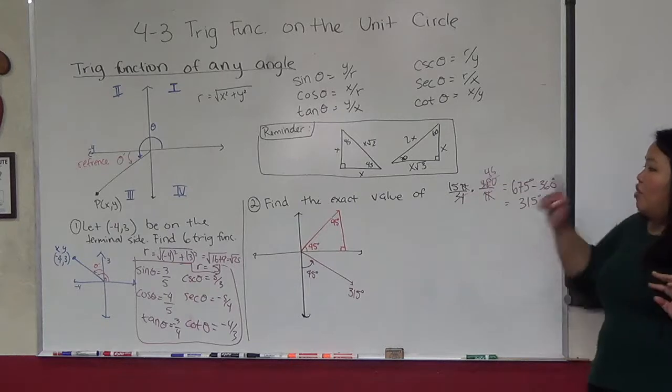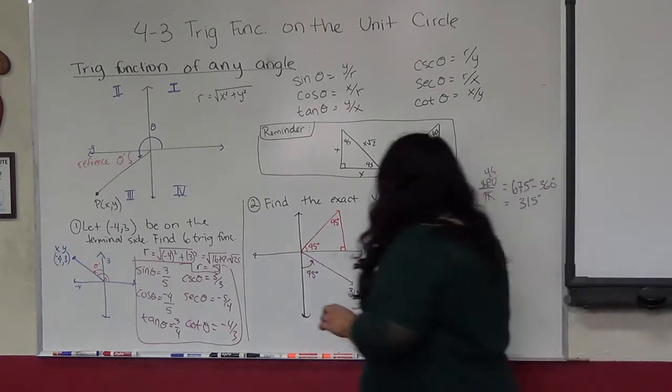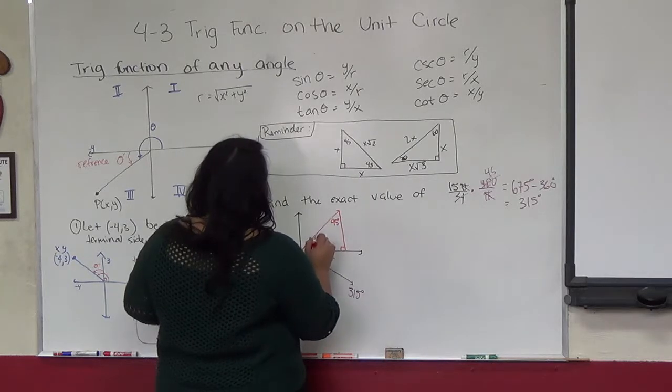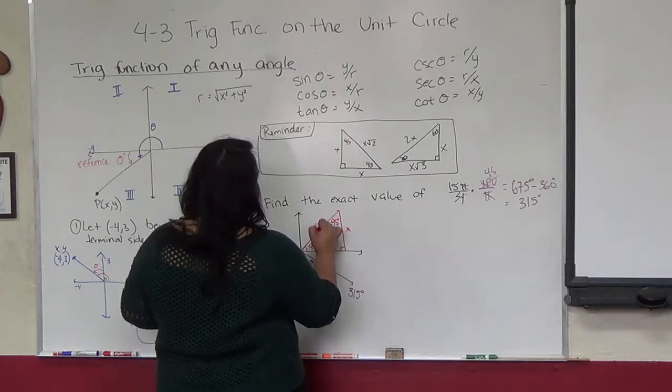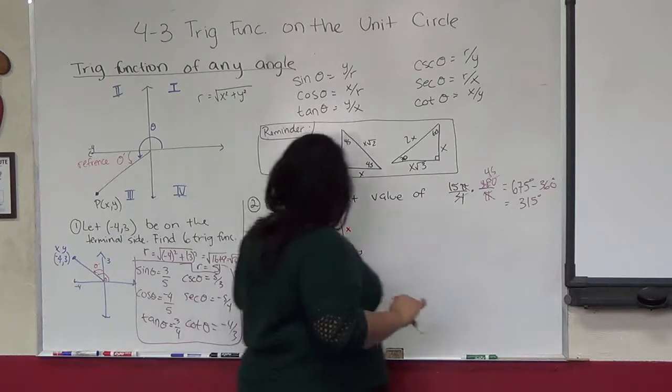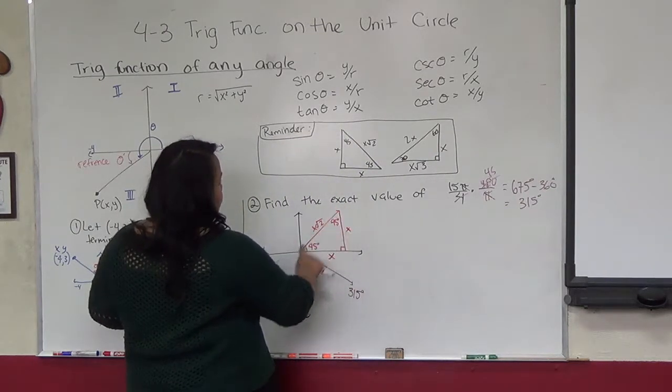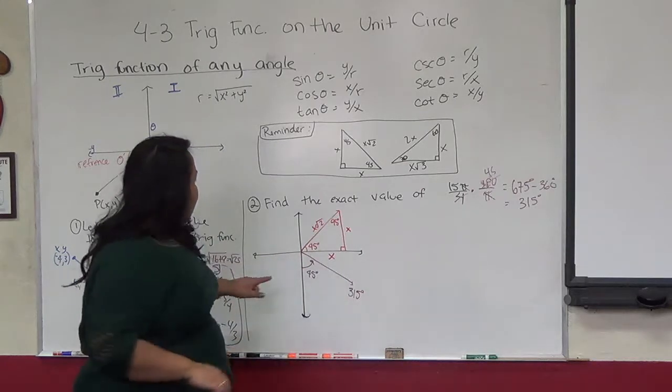So we have 45, 45, 90. So that means this is x, this is x, and this is x root 2. And this is my radius right here.